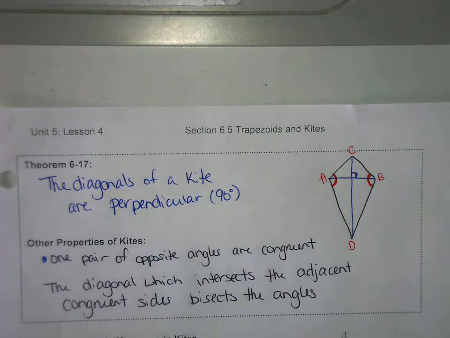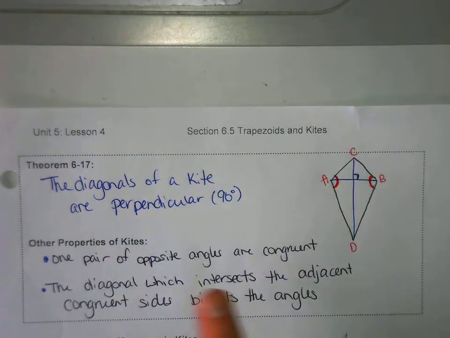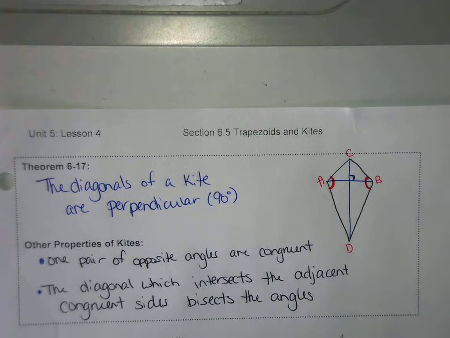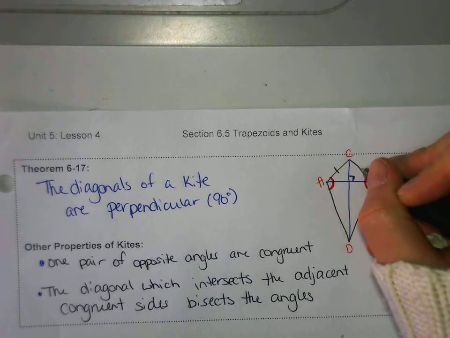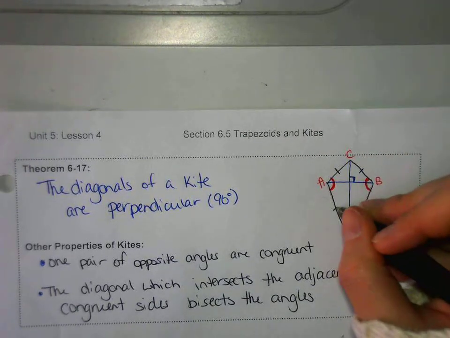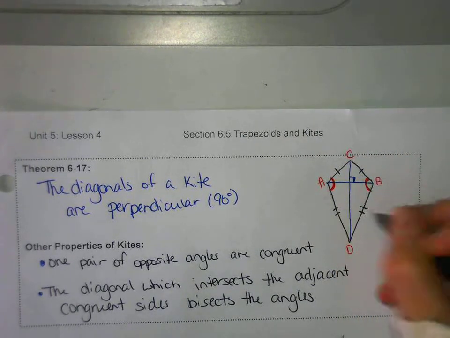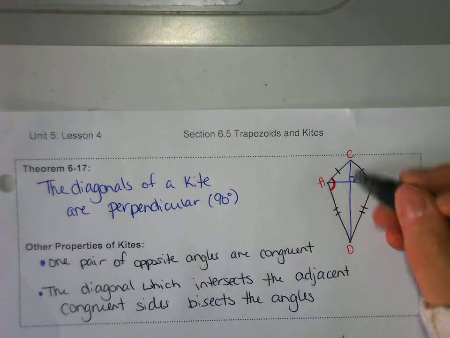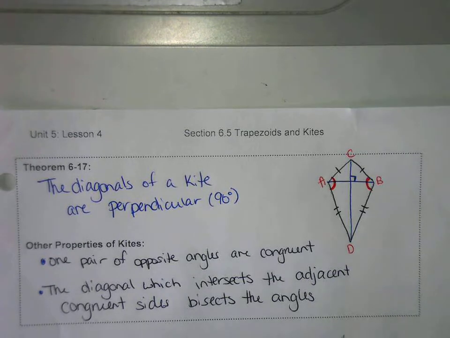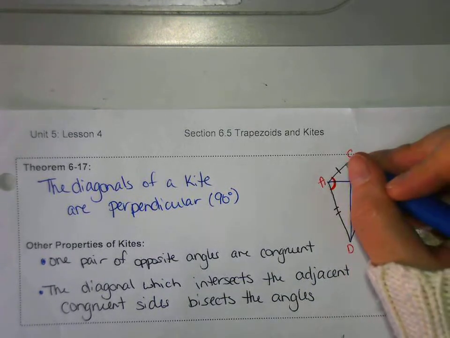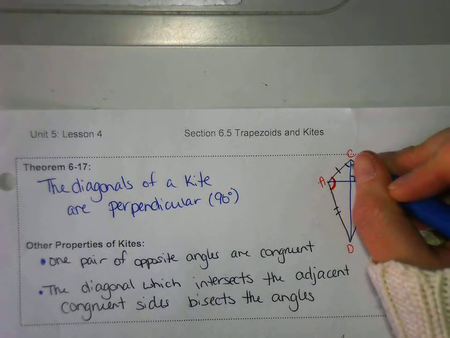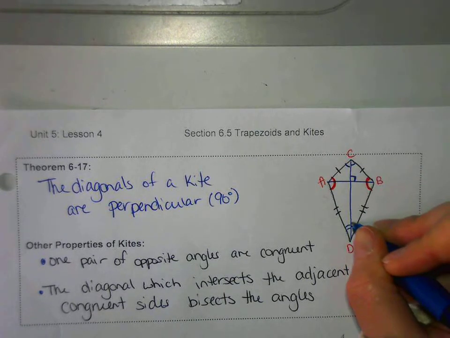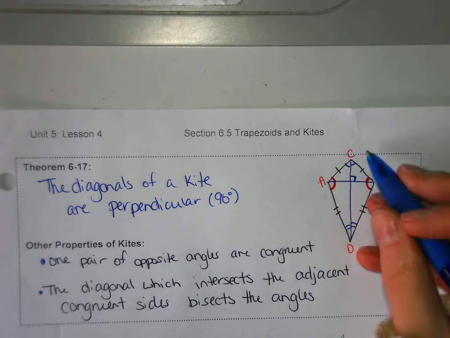It also tells us that the diagonal, which intersects the adjacent congruent sides, bisects the angles. So in our kite, we know AC is congruent to CB, and AD is congruent to BD. So this diagonal right here, CD, bisects angle C and angle D. So that means this angle is going to be congruent to this one. And these two angles are congruent to each other, but they're not congruent to angle C.